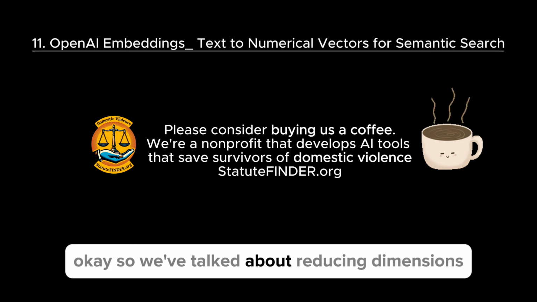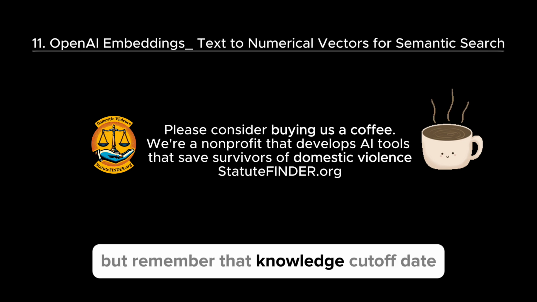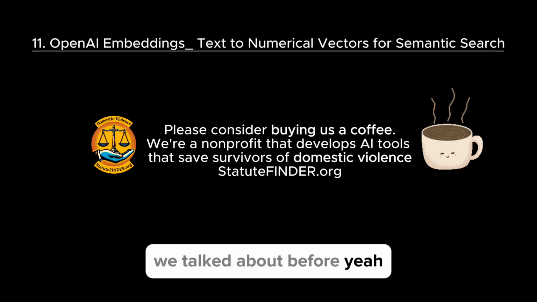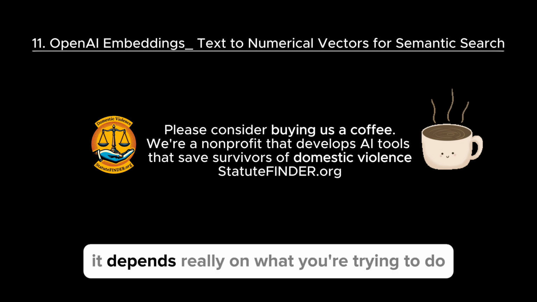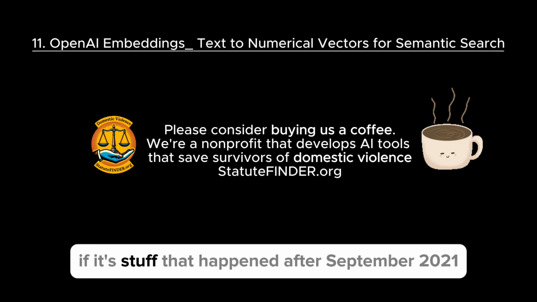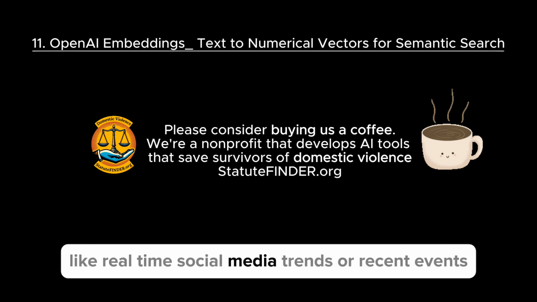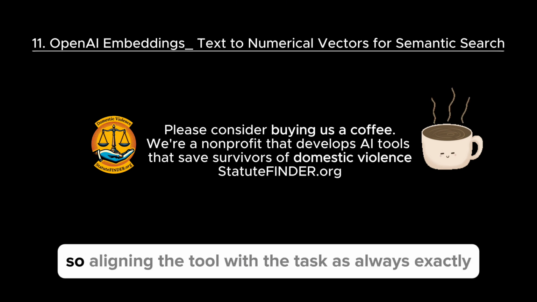Okay, so we've talked about reducing dimensions, vector databases, all this cool stuff. But remember that knowledge cutoff date we talked about before? Is that a big roadblock for someone who's just starting with embeddings? It depends, really, on what you're trying to do. You've got to think about the kind of information you're working with. If it's stuff that happened after September 2021, like real-time social media trends or recent events, these models might not be the best choice. So aligning the tool with the task, as always.